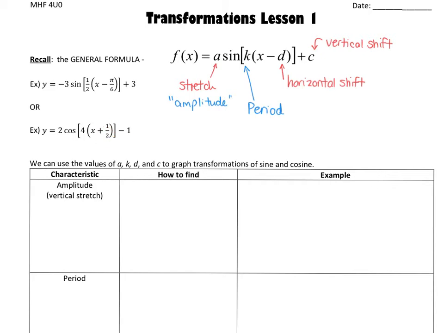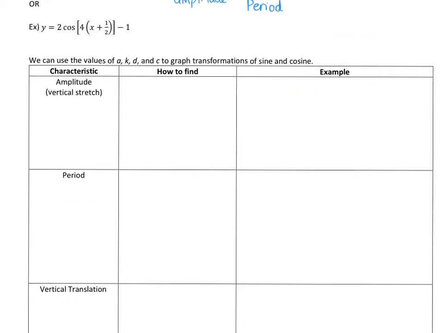So let's look at these characteristics and we'll talk about some specific examples and then we'll look at how to apply them. So the first one we're going to talk about is our amplitude. The amplitude as we discussed above is A, but we're actually going to say that the absolute value of A is the amplitude, because amplitude represents a distance. So we would say that if A is less than 0, then that means we have a reflection over the x-axis.